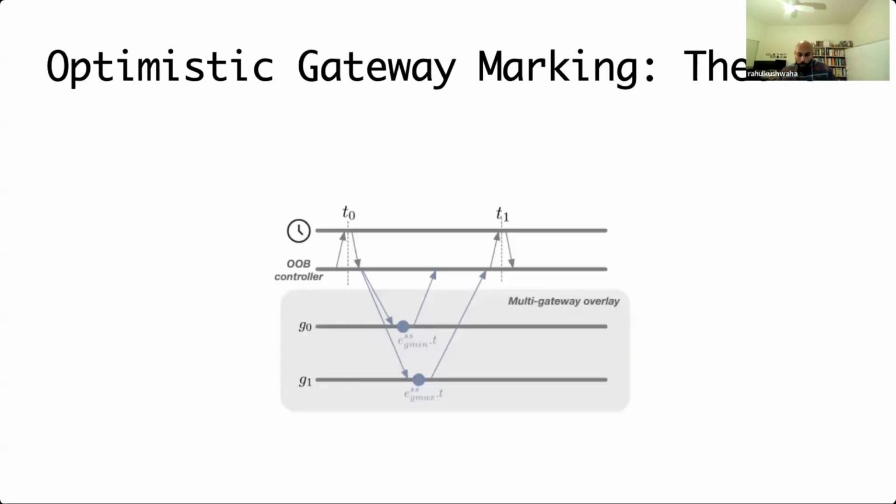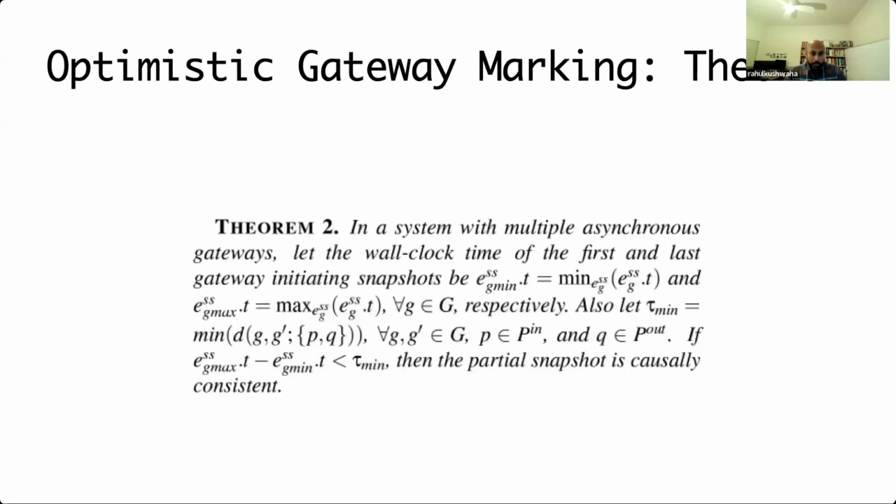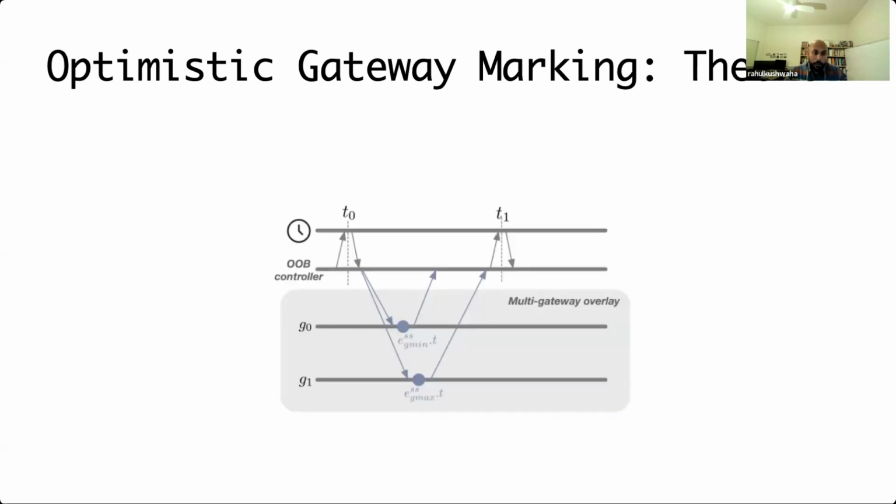But the whole point of this algorithm, or the theorem that we were discussing before, is that if we were able to bound this time by saying that T1 minus T0 is small enough that none of the messages pass, it means that the snapshot is causally consistent.